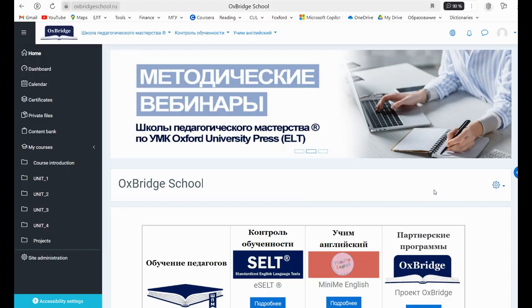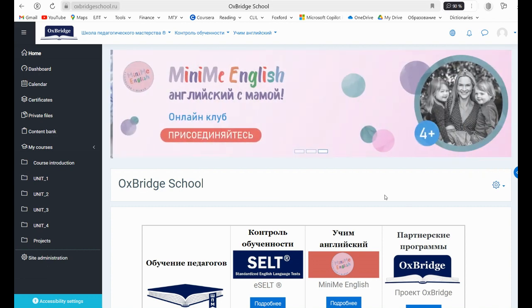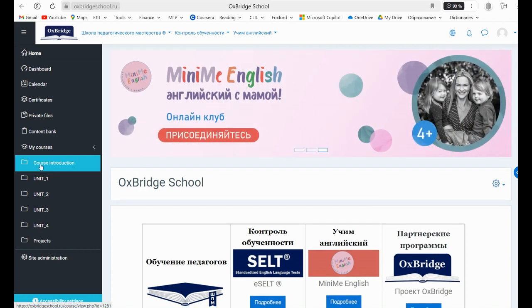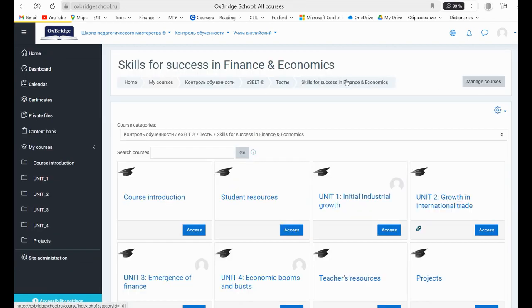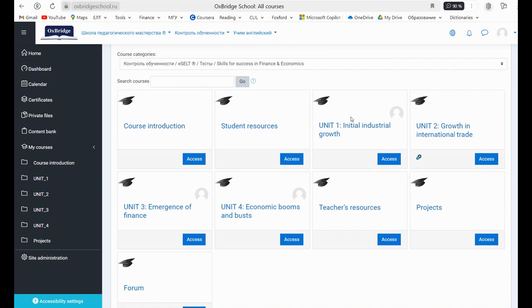When you first register for the course, you will come to this landing page for Oxbridge School. Your course will be listed on the left-hand side, so let's dive in there. If you look at the overview of the course, it consists of the course introduction, student resources, the various units, and that you're invited to do during the course. So let's go through these elements in turn.